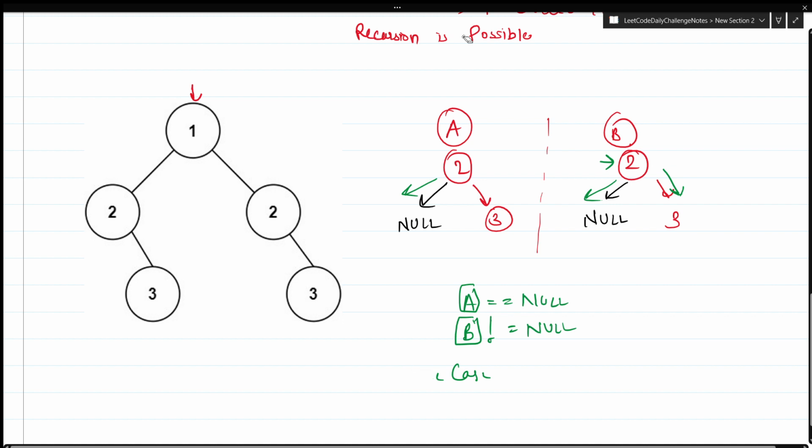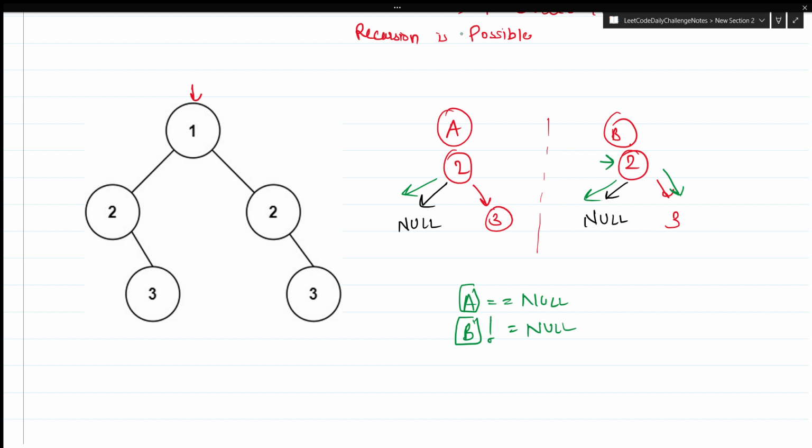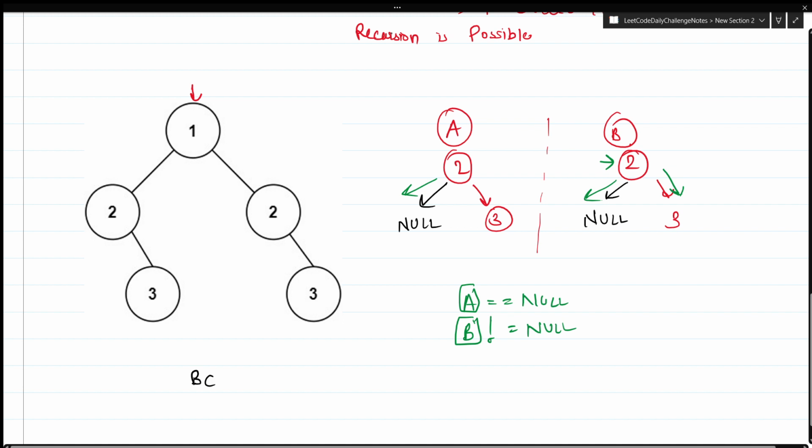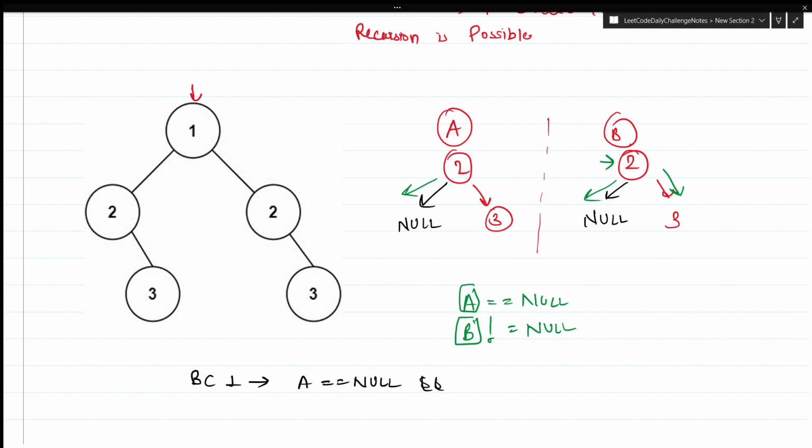So let me discuss all the base cases with you as well. Okay, so what are the base cases? Base case 1: if A is null and B is also null, so I will return true here.